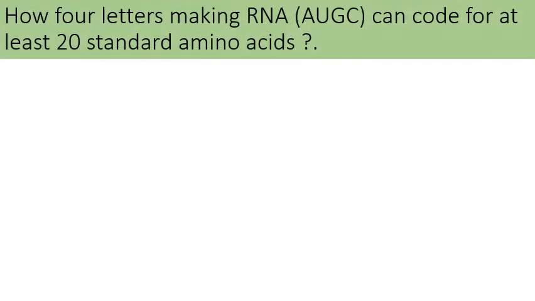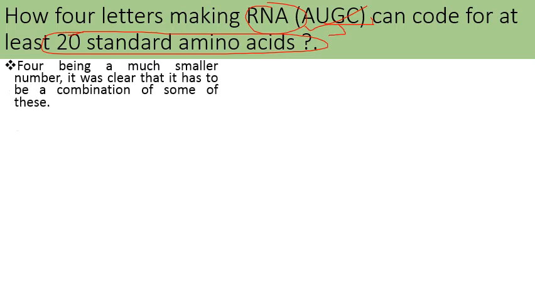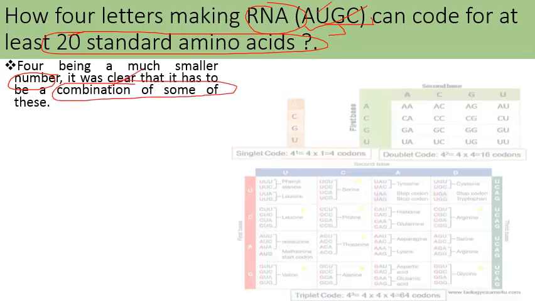Next comes the historical background of genetic code: how 4 letters making RNA, that is AUGC, can code for at least 20 standard amino acids. So there are scientists who worked on this. They showed that there is definitely a combination of these bases which will code for these 20 amino acids. So 4 being a much smaller number, it was clear that it has to be a combination of some of these letters, that are bases, that is AUGC.